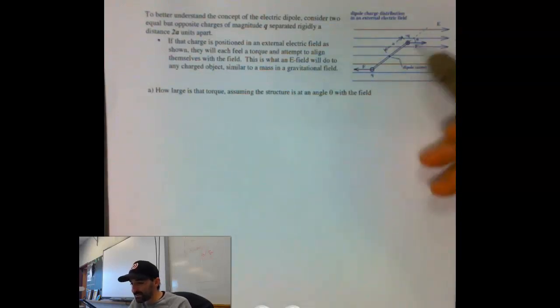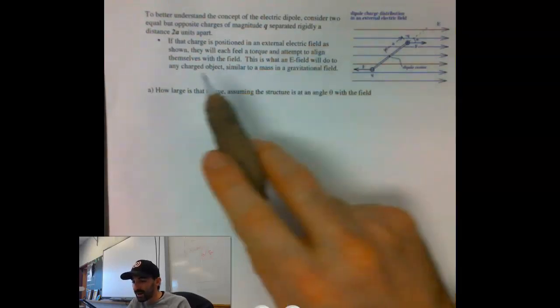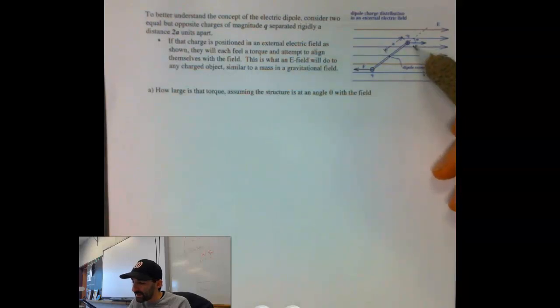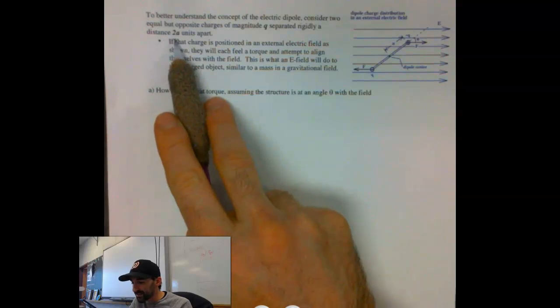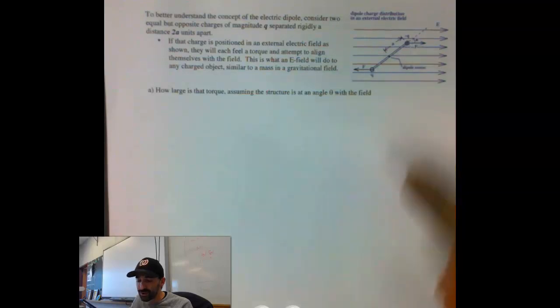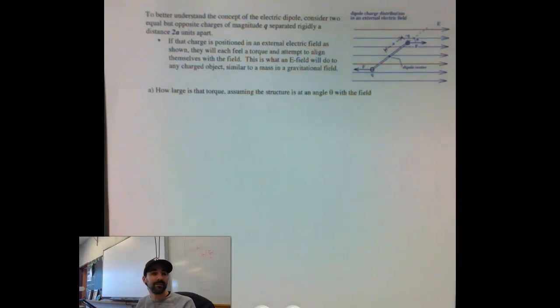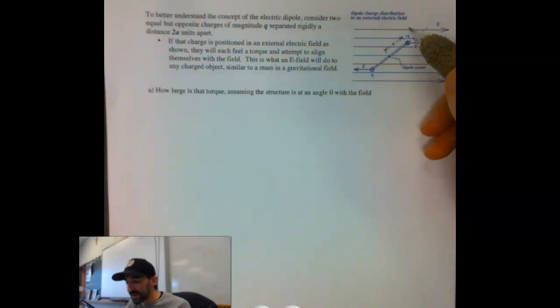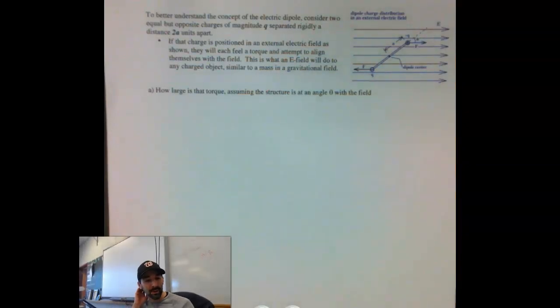So here you see a picture of a dipole. In the problem, we say that charge 1 and charge 2, the positive and negative, are separated by a distance of 2a. So I've got A labeled from the center to one, and I can have A labeled from the center to the other, but these two charges are separated by a distance of 2a. And we're just going to explore some of these properties in a simple manner.